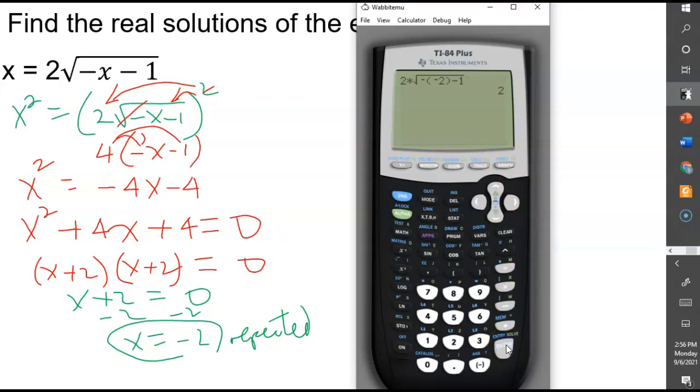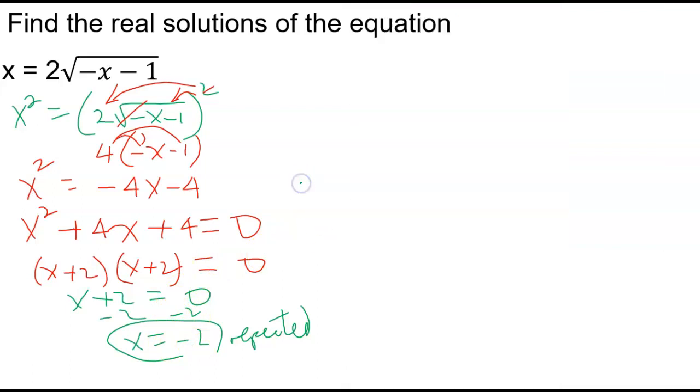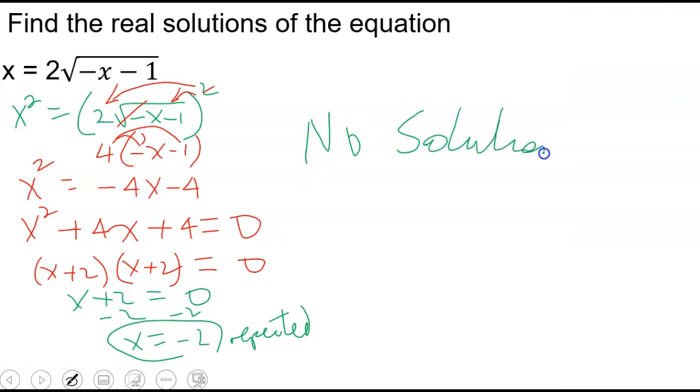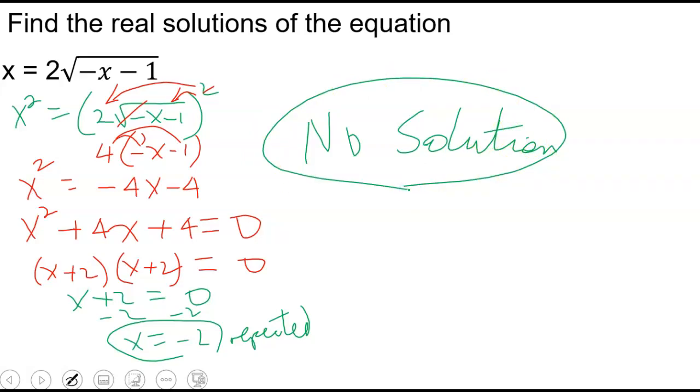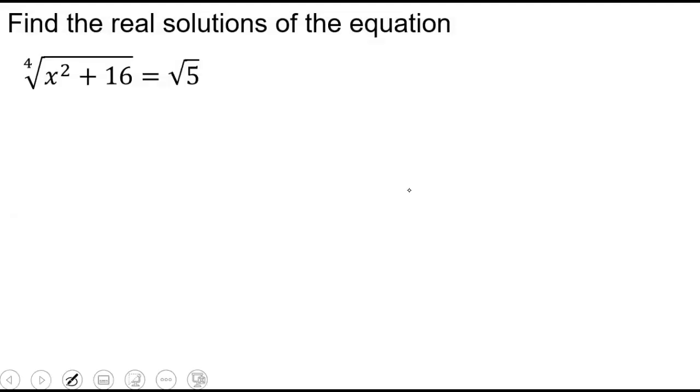Okay, I get positive 2. Check, see if I made a mistake. Everything looks okay, but I get positive 2. So positive 2 does not equal negative 2. So you see, this is an extraneous solution. So there is no solution. Okay, so always check it, no matter how good it looks.